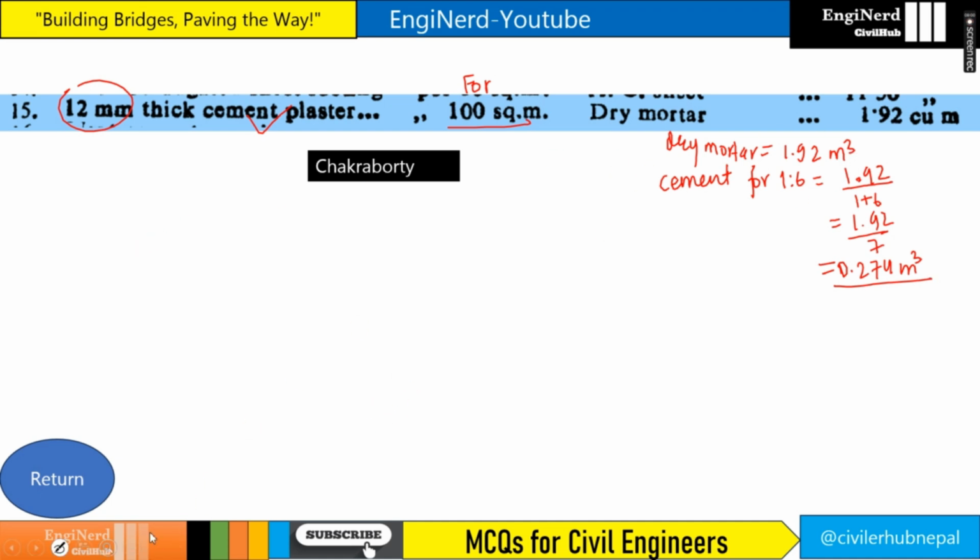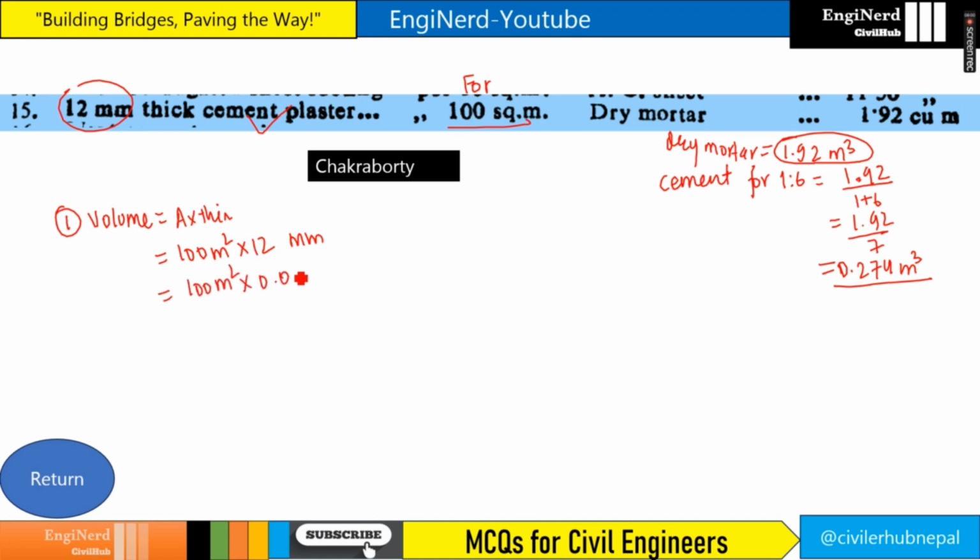So how does he get this particular 1.92 meter cube? For this, we'll be seeing the process. First of all, our volume will be area into thickness, right? Area is 100 meter square and thickness is 12 mm, so 100 meter square into 0.012 meter. If we calculate this, the answer is 1.2 meter cube.